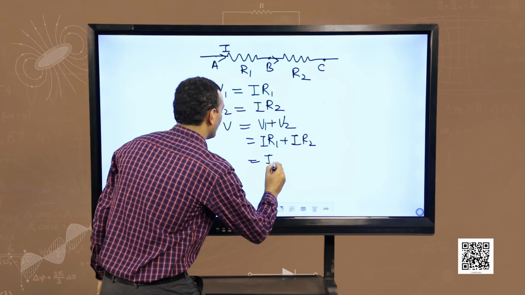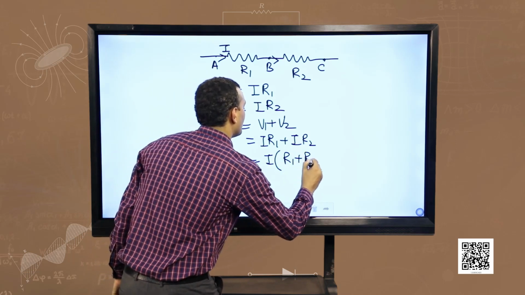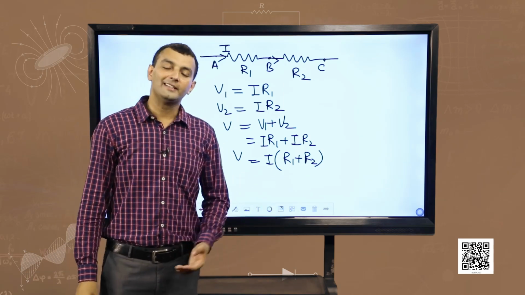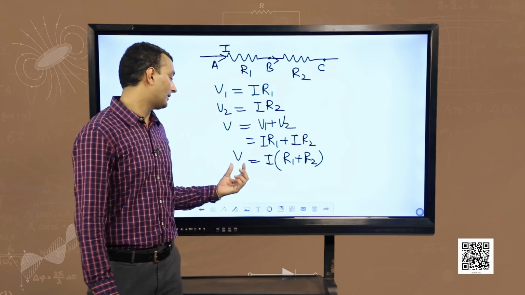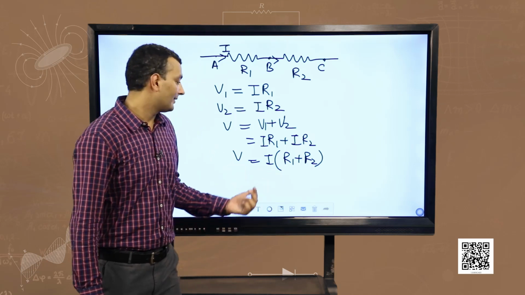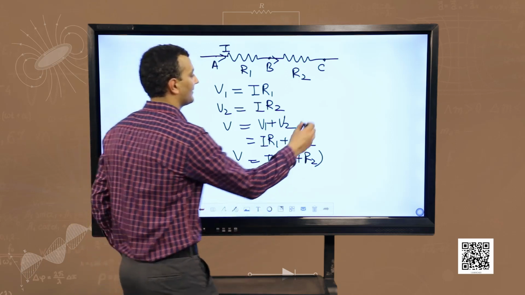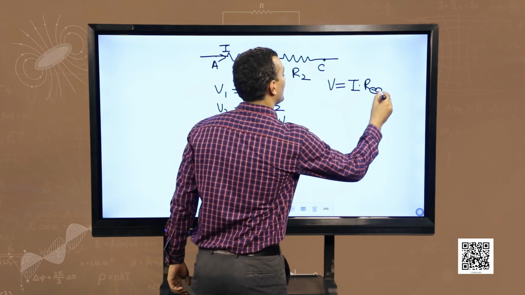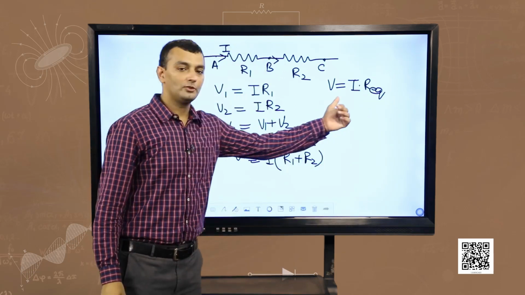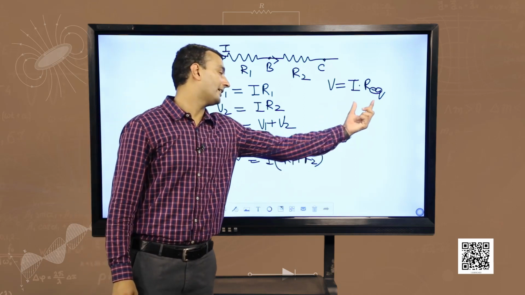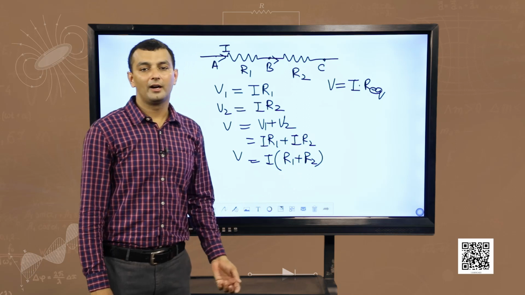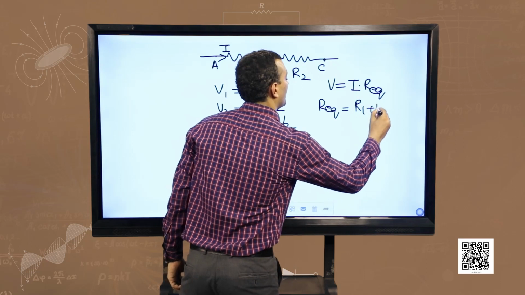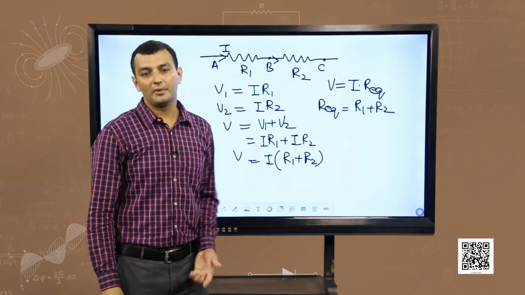Taking I as common, we are left with V equals I times R1 plus R2. If we consider an equivalent resistance subjected to the same voltage and same current, then the equation for that resistor will be written as V equals I into R equivalent. Comparing these two equations, we can see that R equivalent equals R1 plus R2. So this is the formula for the series combination of two resistors.